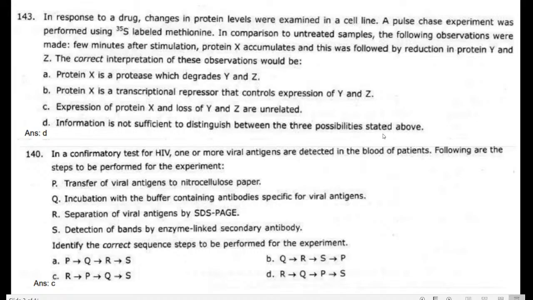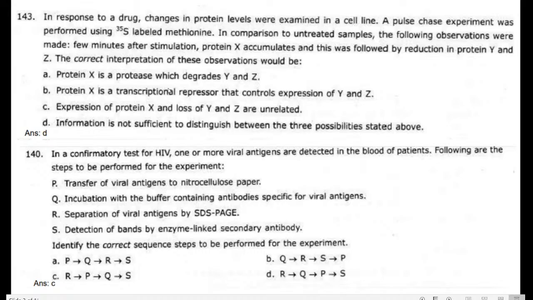Here they have given the statement. The first one is the experiment. In that experiment, they mention a comparison to the untreated sample. The following happens a few minutes after stimulation, meaning here the radioactive labeling; the cells undergo radioactive molecule exposure. Protein X accumulated, and this was followed by a reduction in protein Y and Z. This is the statement. What is the correct interpretation? A is: protein X is the protease.